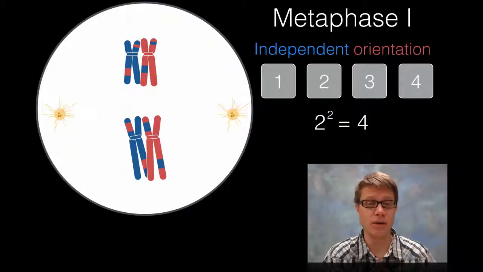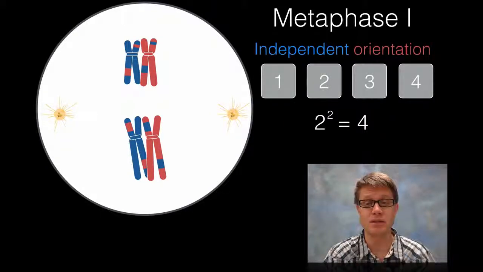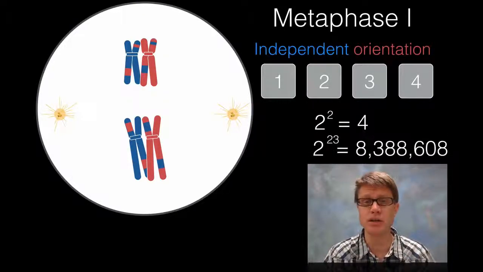We would say 4. What if I had 3 here? Then there would be 8 ways that they could arrange themselves. Still doesn't seem like much variation. But remember, in humans, we have 23 chromosomes. And so there are over 8 million ways that all those chromosomes could independently orient themselves during metaphase 1.